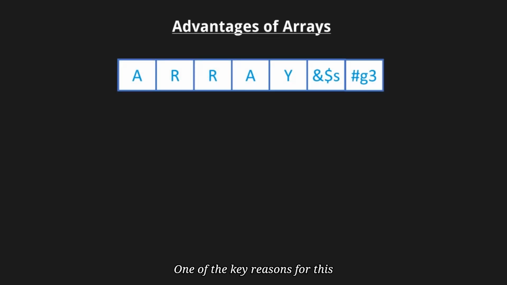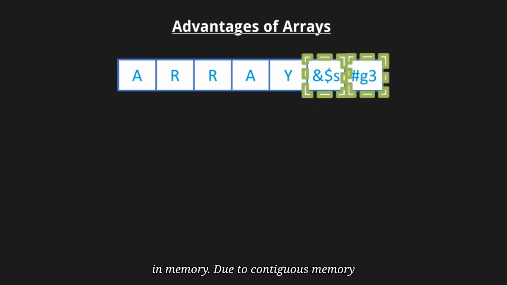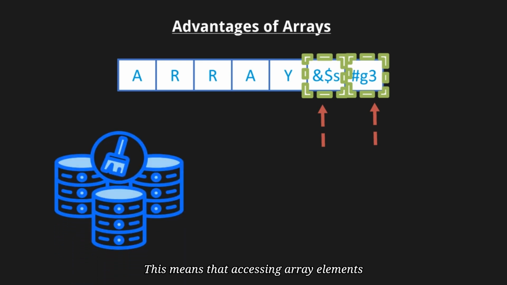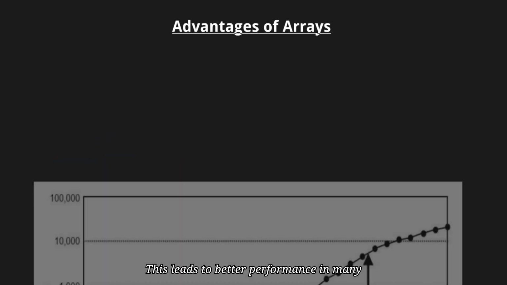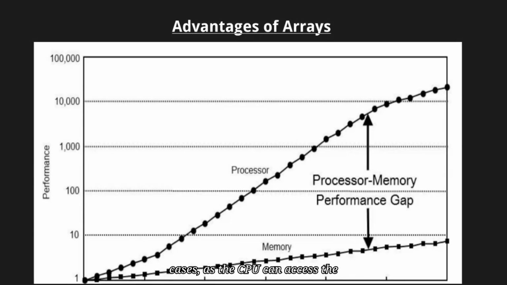One of the key reasons for this simplicity is the way arrays are stored in memory. Due to contiguous memory allocation, arrays are cache-friendly. This means that accessing array elements is likely to benefit from spatial locality. This leads to better performance in many cases, as the CPU can access the data more efficiently.